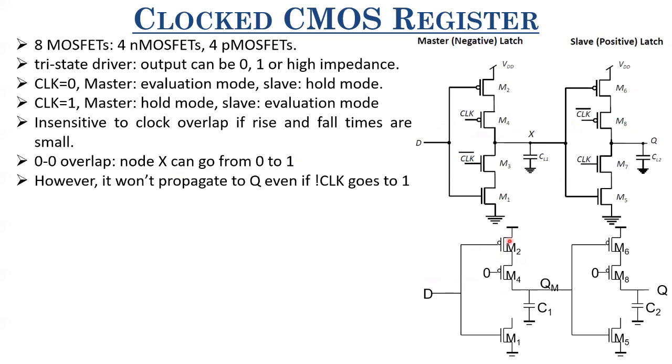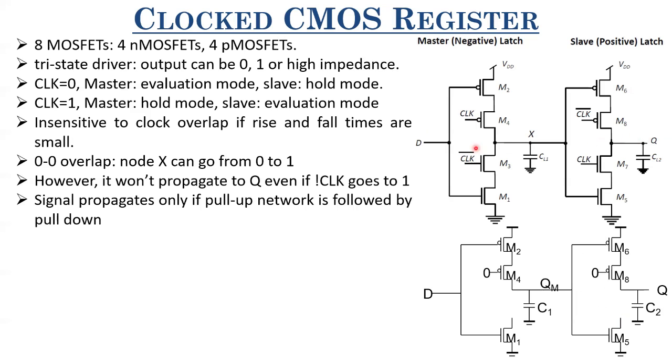If D is 0, this can propagate here, and your QM is 1. If QM is 1, or this X is 1, M5 is turned on. However, Q doesn't change. Why? Q doesn't change because there's no path; its pull-up path doesn't get turned on, and neither is its pull-down path turned on. So whatever is the value of X, it's not reflected at Q. Data at D, although it can be reflected at X, cannot propagate to Q.